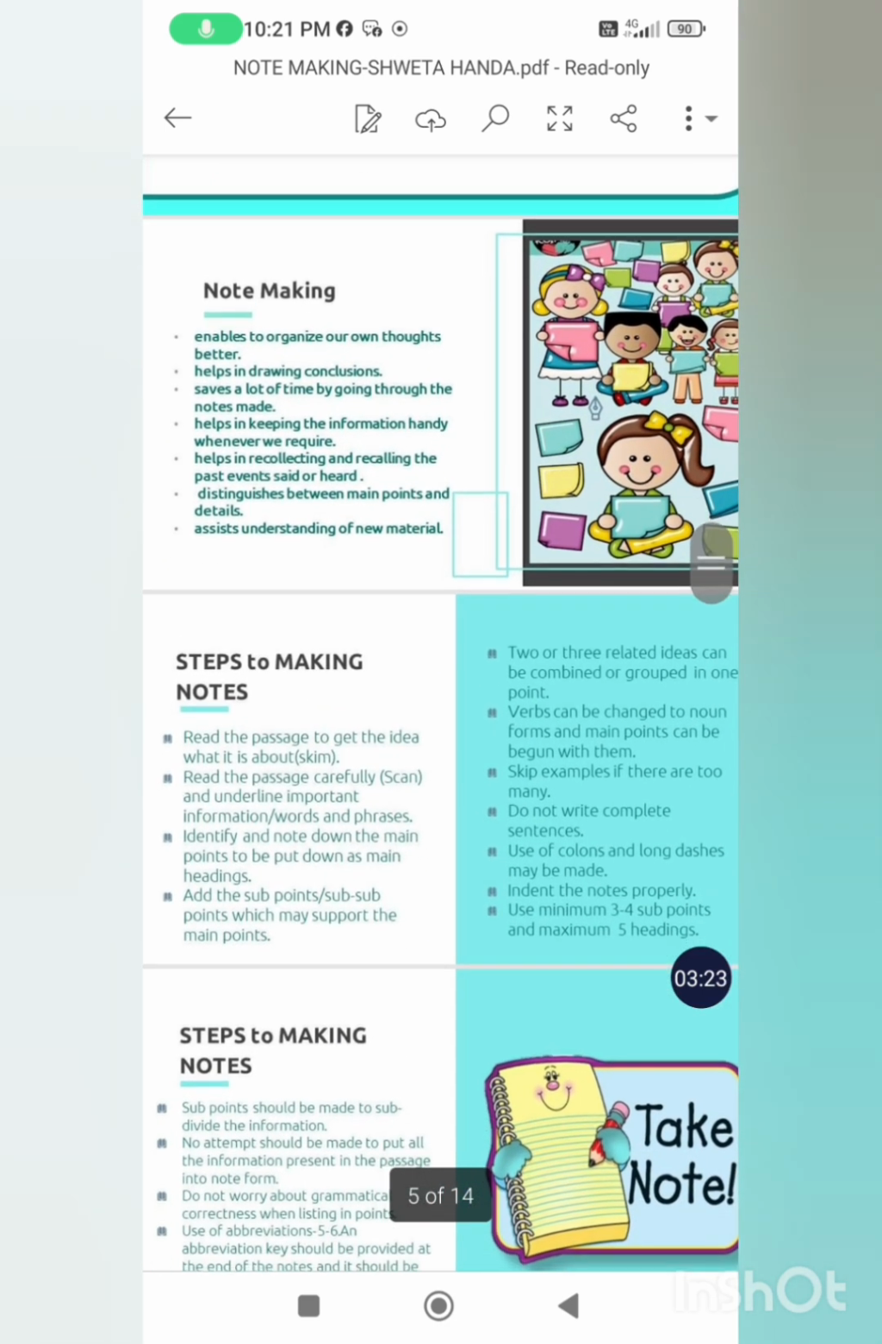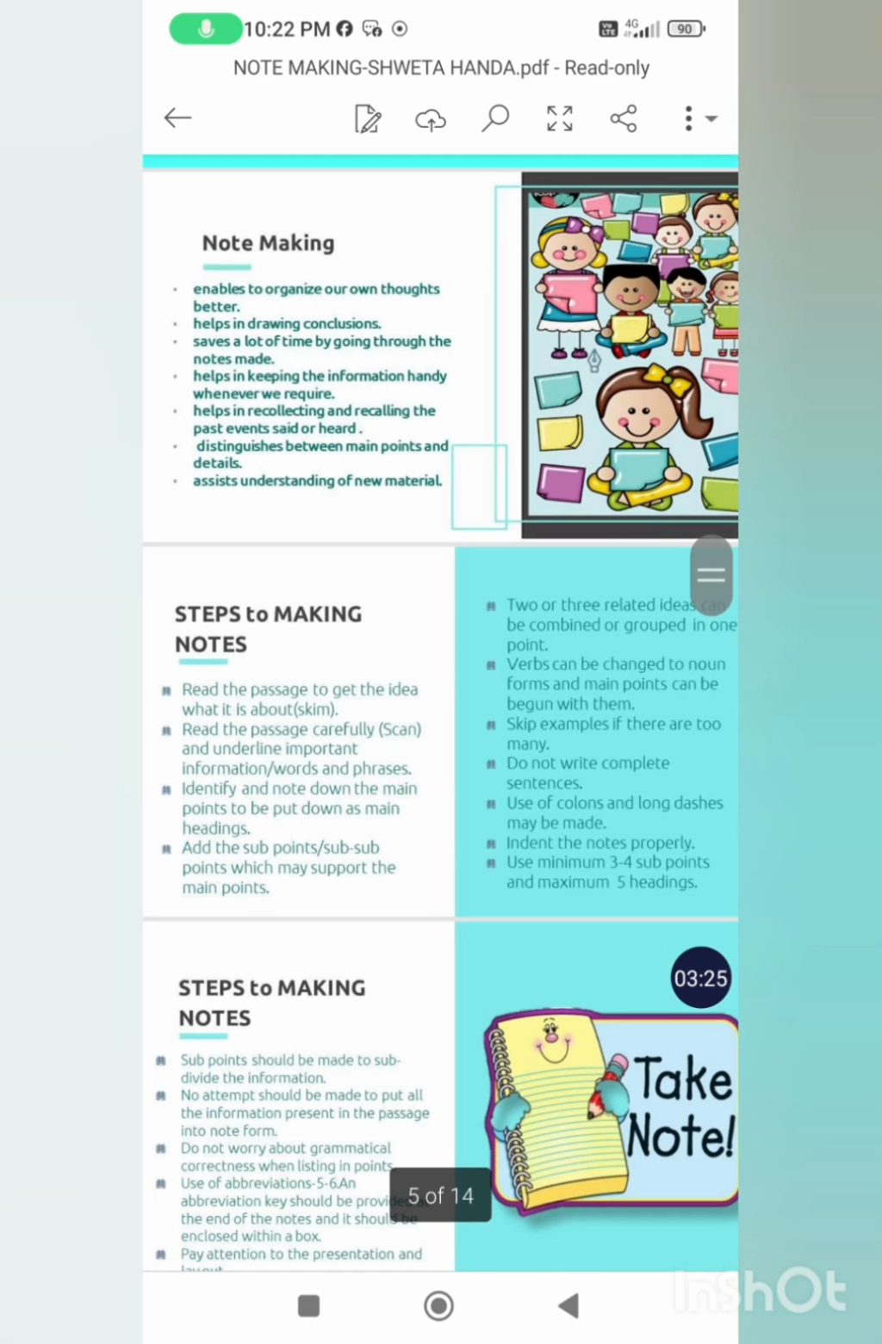Then we proceed to note making, right? It basically enables you to organize your own thoughts in a better manner. So you are able to organize your thoughts or perceptions in a better way. Then it helps in drawing conclusions. So you are able to reach a particular conclusion. Clear? It saves a lot of time by going through the notes made. When you have drafted the notes, it ends up saving your time, right?